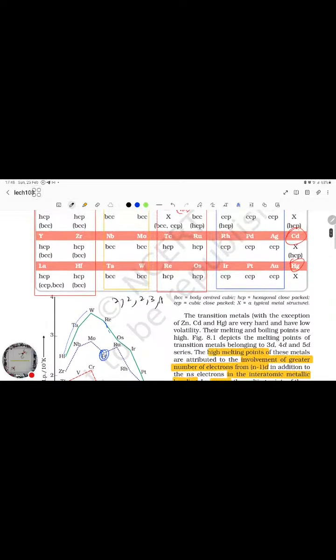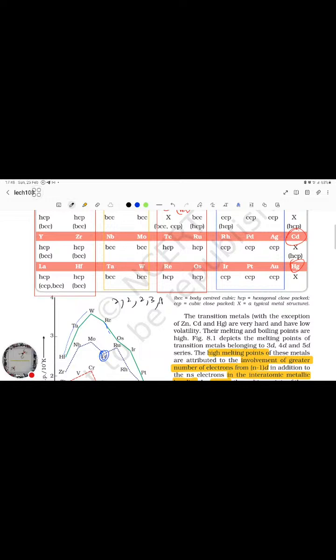Okay, so BCC means body centered, HCP means hexagonal closed packed, CCP means cubic closed packed, and X is a typical metallic structure. According to that particular, it's not a generic structure, it's a typical metallic structure. Moving down, the transition metals with the exception of zinc, cadmium, mercury are very hard and have low volatility. Their melting and boiling points are high.